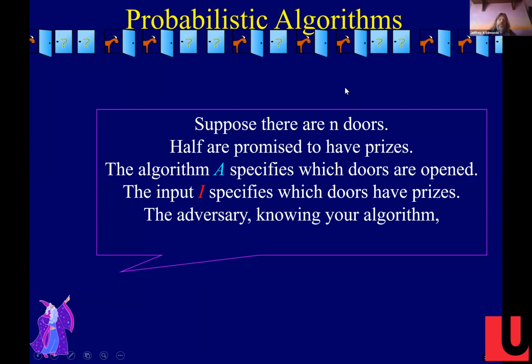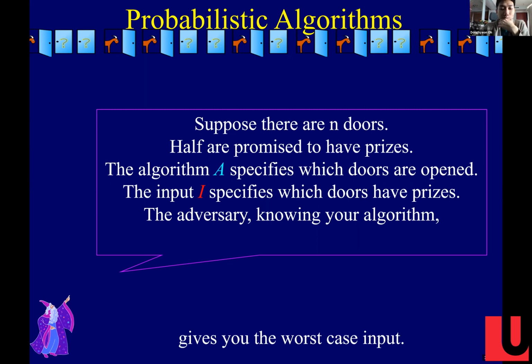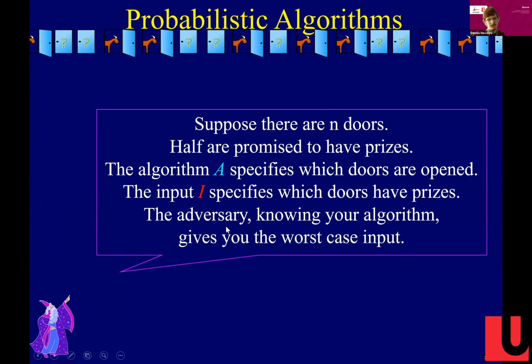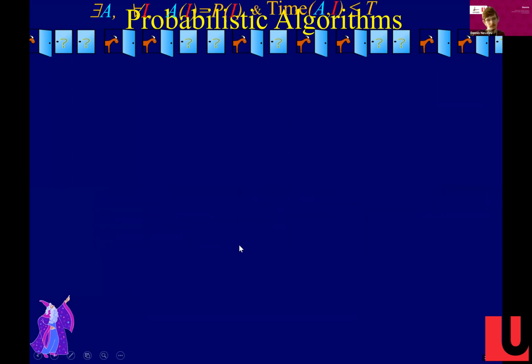The way we normally do computation is worst case. I give an algorithm and then we look at the worst case input. So what do you think the worst case running time of this algorithm is? How many doors do you have to open? All of them? Well, half of them have prizes, so you have to look at half of them. So n over 2. Yeah, the worst case.